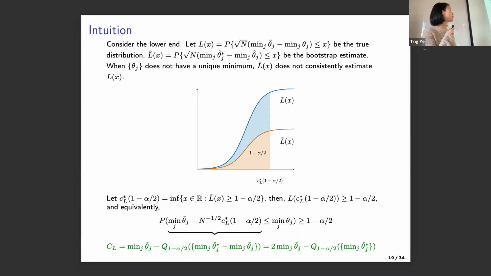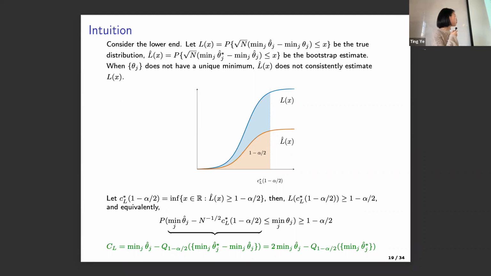And then based on the definition of this LX, you can reorganize the terms a little bit. Then you know that this minimum theta j hat minus the 1 over square root n, the quantile is smaller than the minimum of theta j with high probability, which justifies why we can use this as the lower confidence interval end.